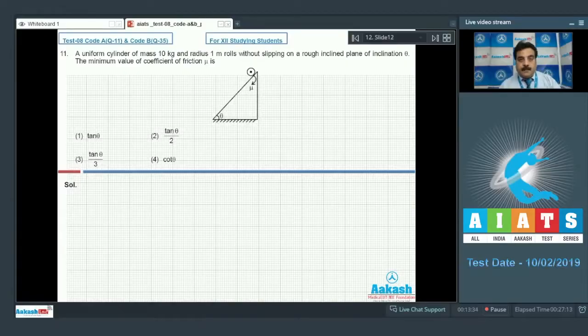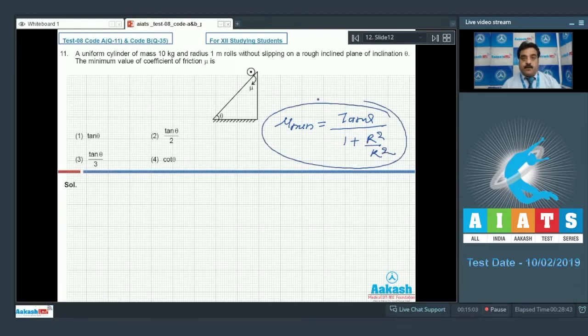In question number 11, a uniform cylinder of mass 10 kg and radius 1 meter rolls without slipping on a rough inclined plane of inclination theta. The minimum value of coefficient of friction is mu. In this kind of question, you can save your time. Mu minimum, you can learn, is tan theta upon 1 plus r square upon k square. I would like to suggest this short trick.